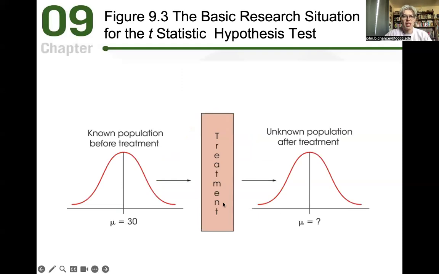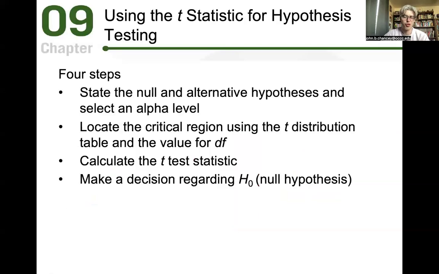But again, we're collecting data. We have some information about the population before the treatment. We conduct our research. Maybe it's a new form of therapy, maybe it's an educational intervention, maybe it's a new medication for depression, whatever it is. We have that treatment. Then we calculate our statistics from this population, unknown after the treatment. And we want to see, is there a significant difference before treatment versus after treatment?